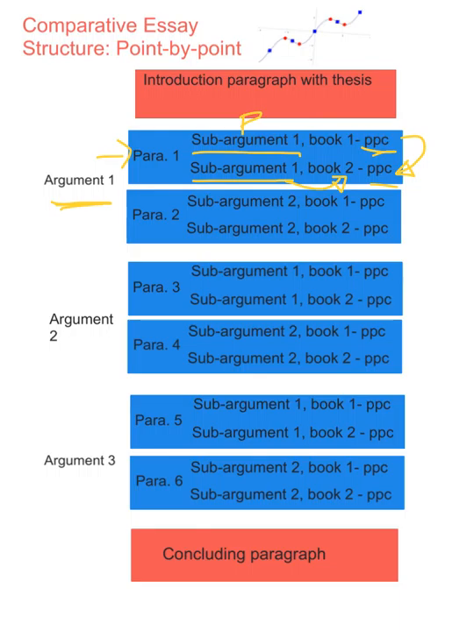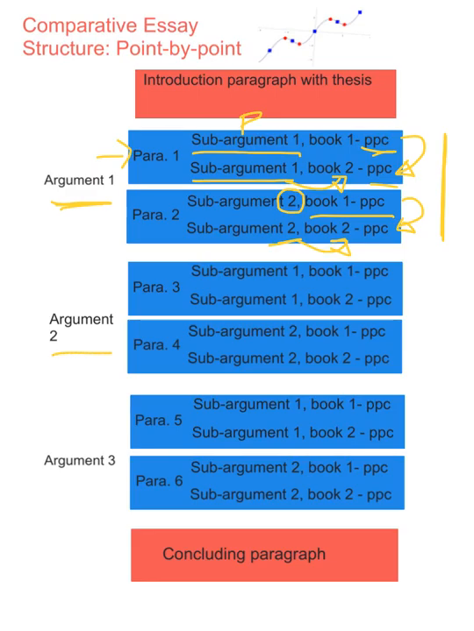Then in my second paragraph, I'm going to talk about my second sub-argument, or my second point, and show you how I see it in book 1. And immediately after, I'm going to take my second sub-argument and show you how I see it in book 2. So you're drawing direct comparisons or direct contrasts between the books. You're not waiting a whole separate paragraph to talk about the next book. You talk about it immediately after.